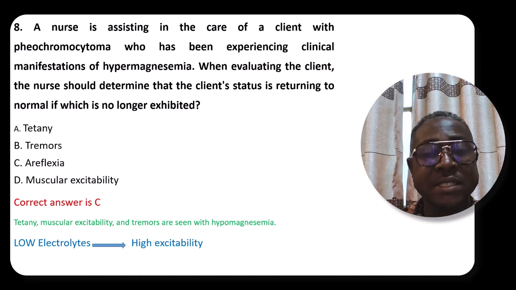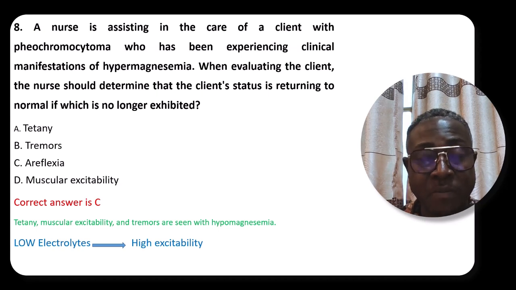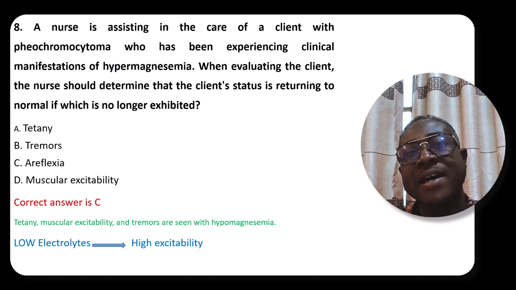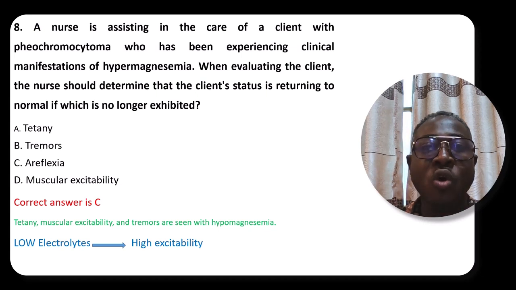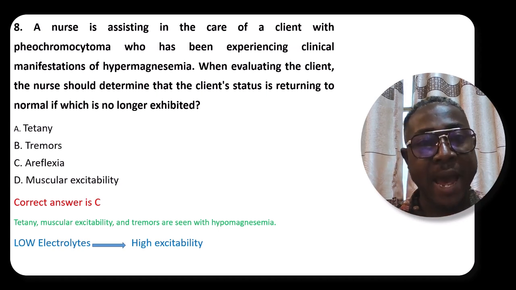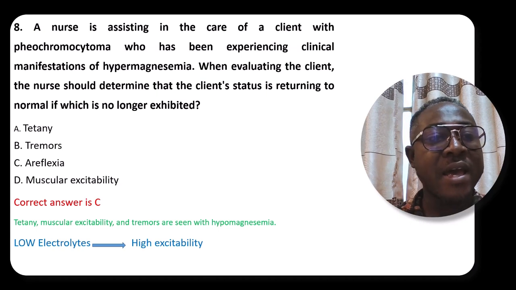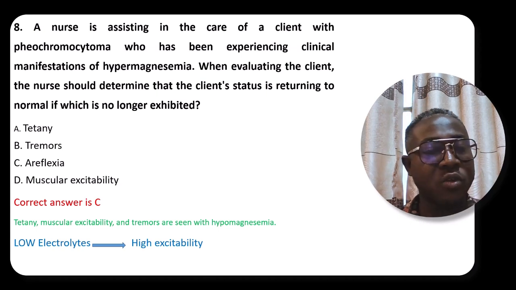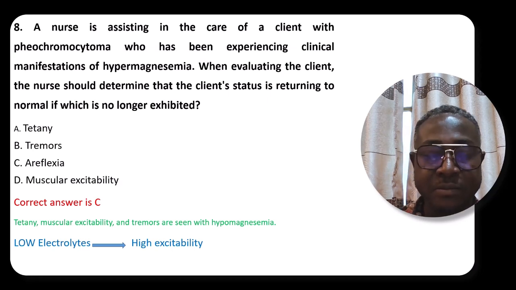When you look at tetany, tetany is about muscle spasm, which is hypomagnesemia. Tremors is also about excitability of the muscle, twitching, which also will go for hypo. And then D is muscular excitability, which all will go for hypo of a certain electrolyte. But here we are looking for hypermagnesemia. So areflexia means absence of reflexes, because there's low excitability, right? Okay.